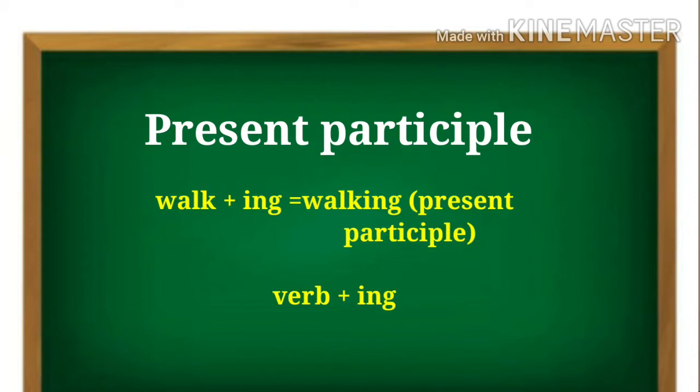See, for example, when we add the ing form to the verb, we will get another verb, right? Yes, another form of a verb. That form we call present participle. And children, these participles are non-finite verbs. You know what is a non-finite verb? Non-finite verb is a verb form that does not show any tense.